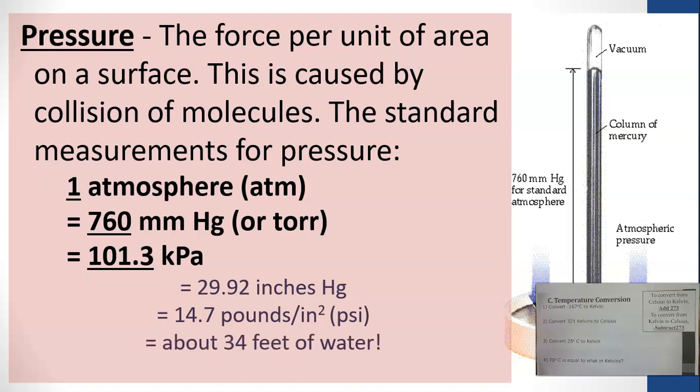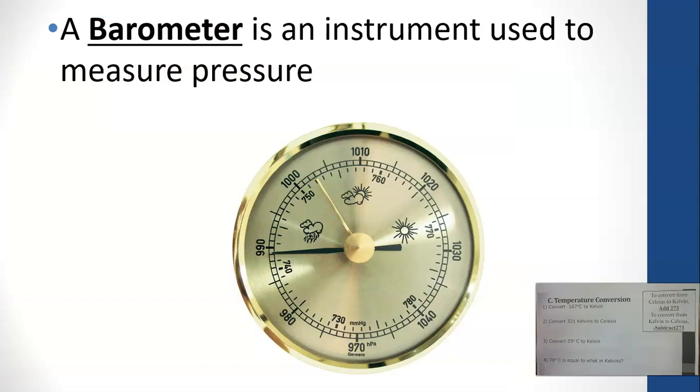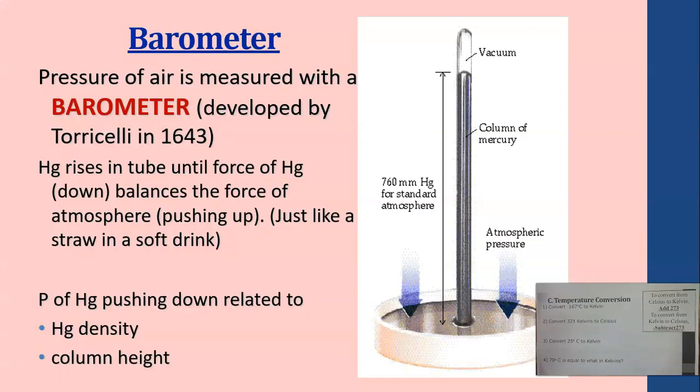That's also about 34 feet of water, but we don't really use that one. We usually mostly use atmosphere, millimeters of mercury, and kilopascals. A barometer is an instrument used to measure pressure. The pressure of air measured with a barometer was developed by a man named Torricelli. That's where we get torr pressure in 1643.